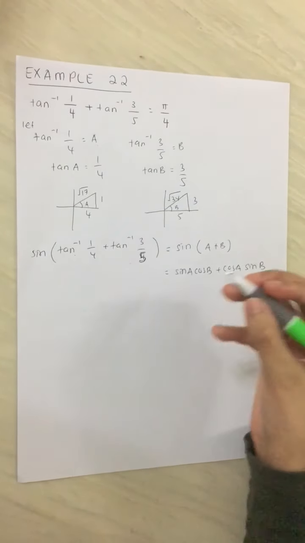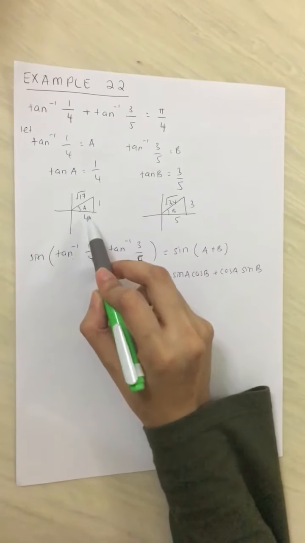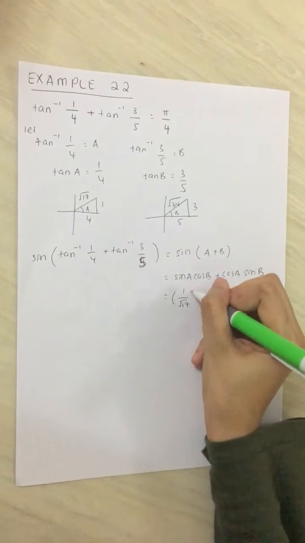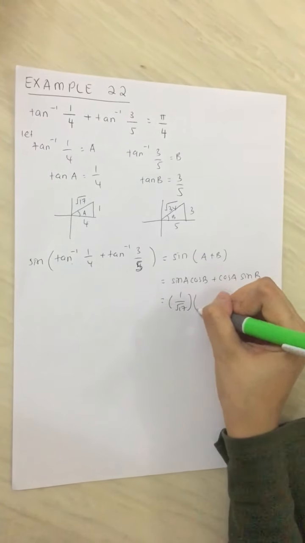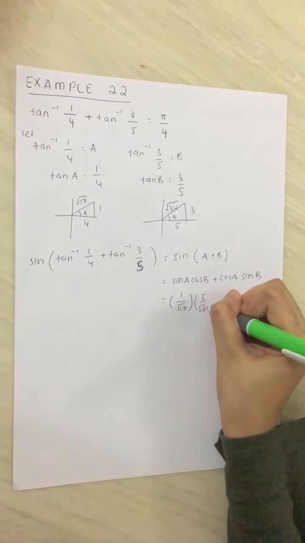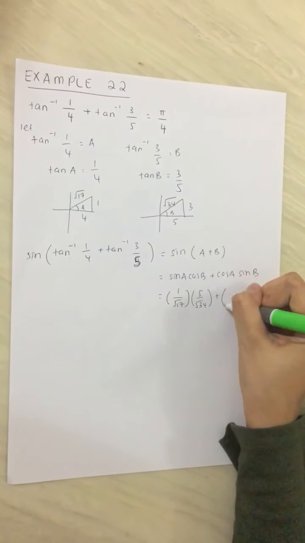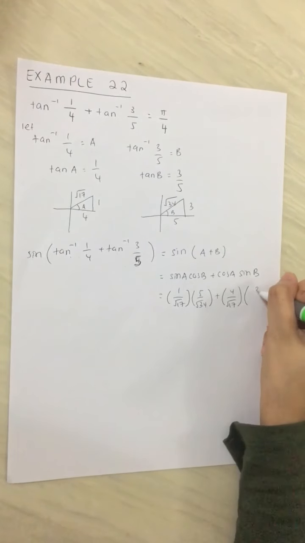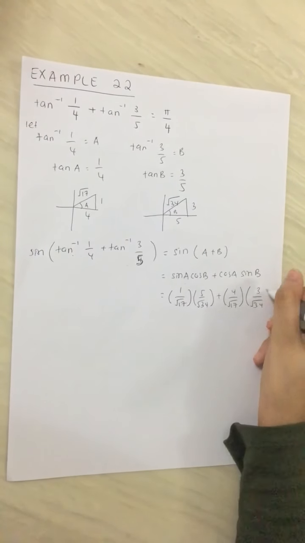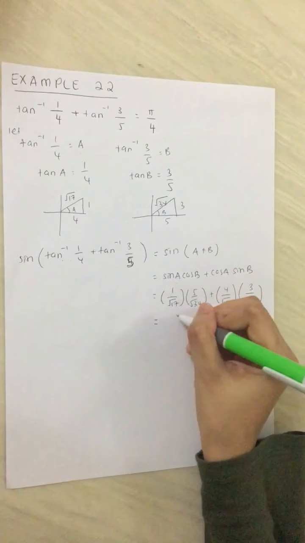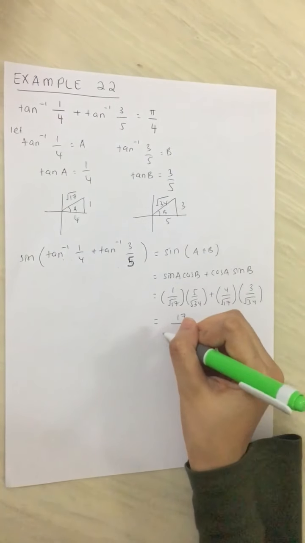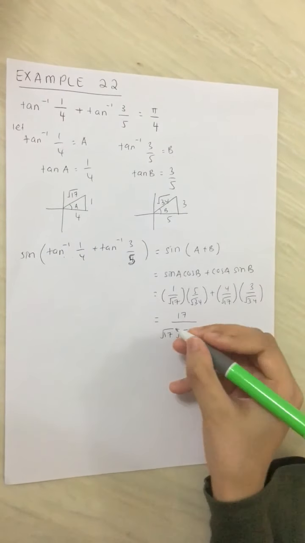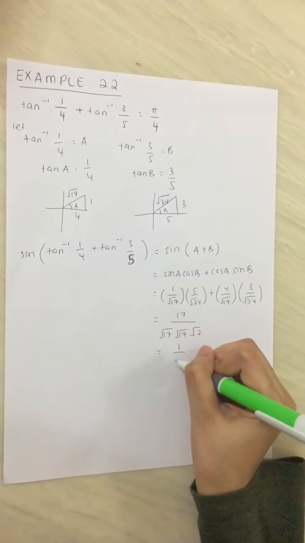Sine A you can find from here, what you get is 1/root 17. Cos B, found from here, you will get 5/root 34. Cos A, you will get 4/root 17. Sine B, you will get 3/root 34. When you calculate this one, you will get root 17/root 34, which is equal to 1/root 2.